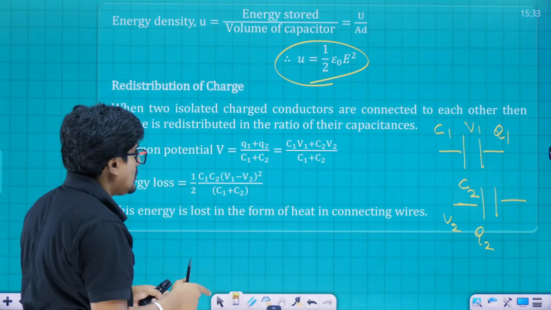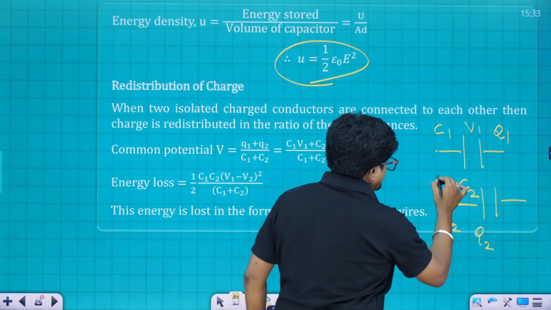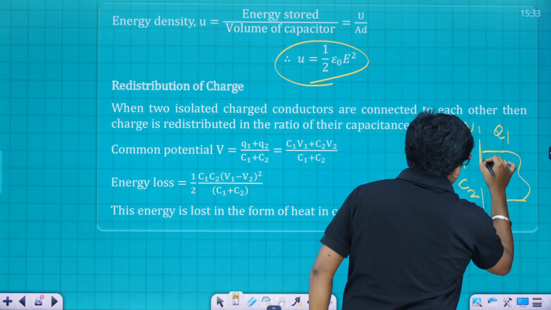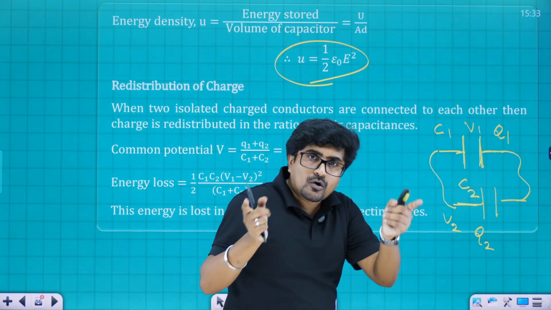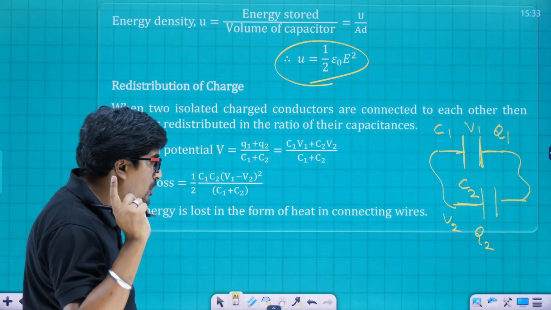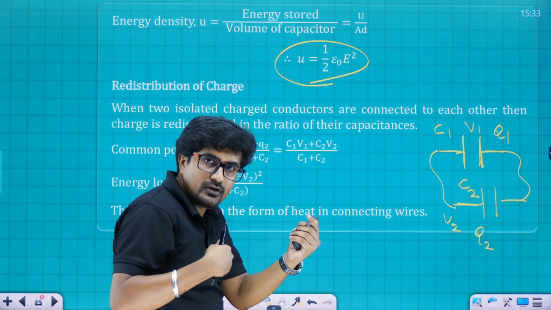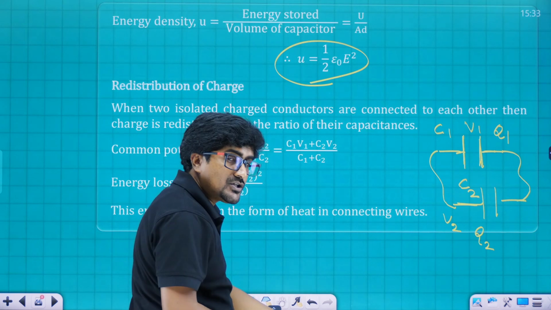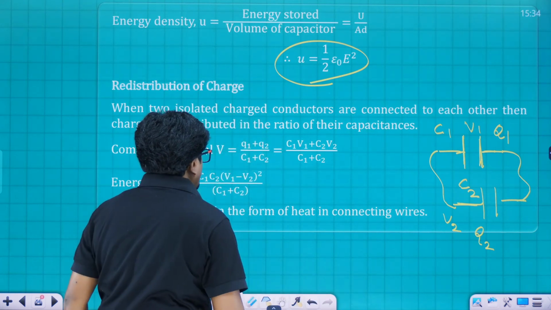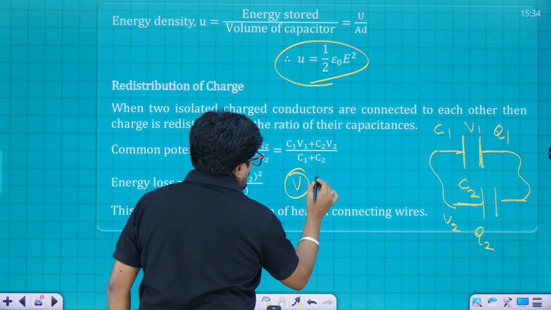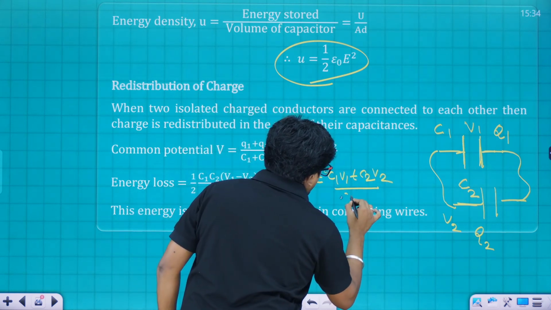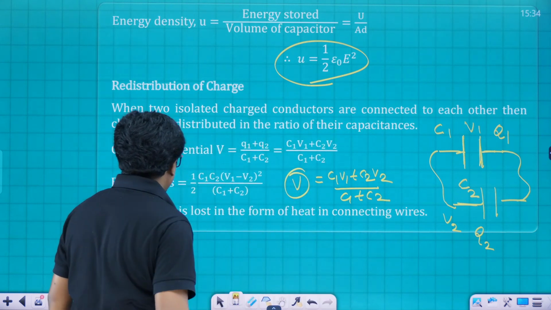Now we are going to connect these in parallel, like this. So C1 and C2 are now connected in parallel. Now the charge exchange will take place between these two capacitors until they attain a common potential, and that common potential V is going to be C1V1 plus C2V2, all divided by C1 plus C2.